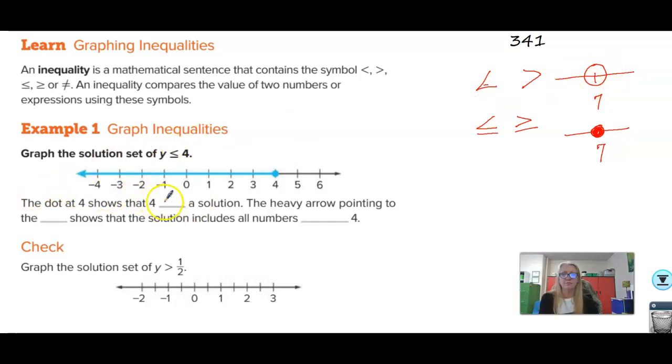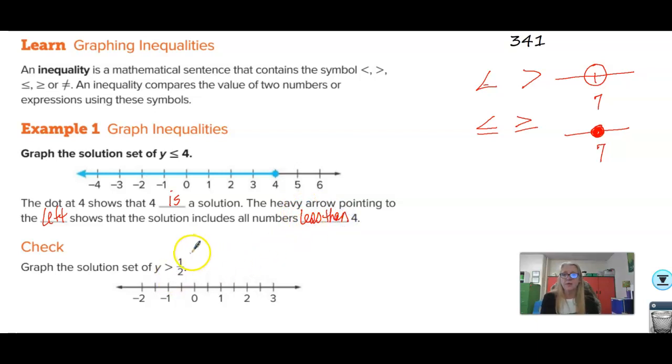The dot at 4 shows that 4 is a solution, because this is y is less than or equal to 4, so y might be 4. Okay, that's why it's colored in, and then you shade the numbers that are less than 4. The heavy arrow pointing to the left shows the solution set includes all numbers less than 4.